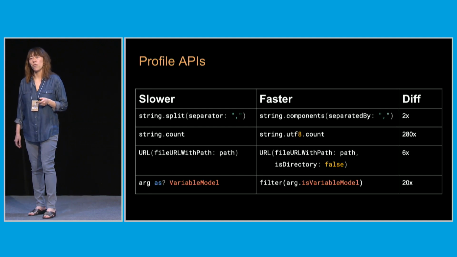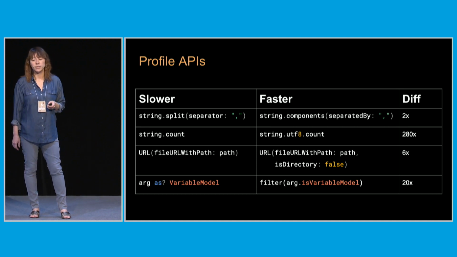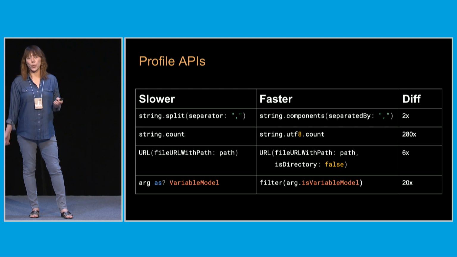It's important to profile not just what you wrote, but also commonly used APIs. Just because you're using a standard library API doesn't mean you can blindly use it and assume that it'll be performant. There's a lot going on under the hood that you might not know about.